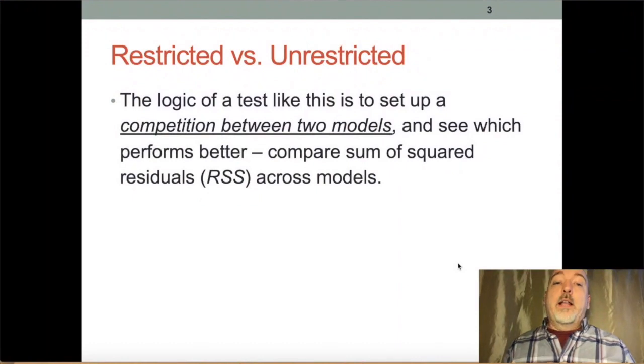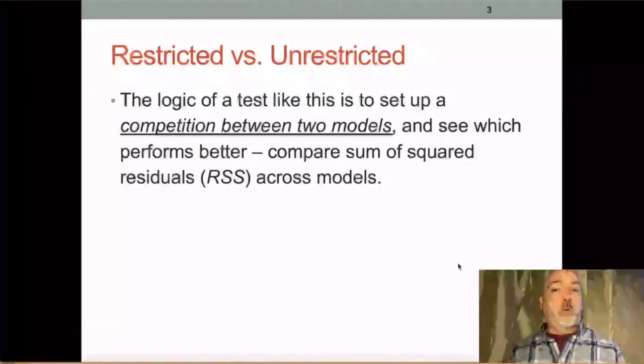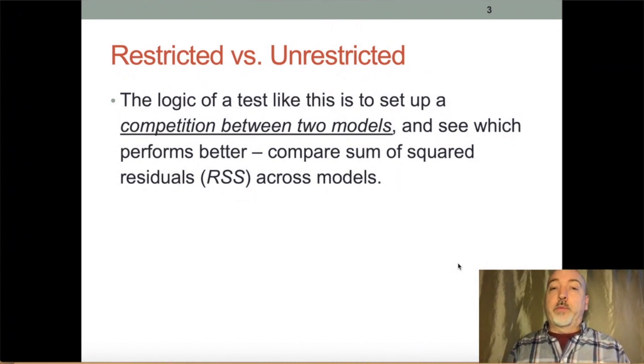So, how do we compare the performance of two different models? Well, we already know how to do that, right? We have a variety of things we could look at. We could look at the R-squared, the adjusted R-squared, or we could go right down to the bare bones of it and look at the sum of squared residuals. Right? The better a model performs, the more explanatory power it has, the smaller will be the sum of squared residuals, the RSS.